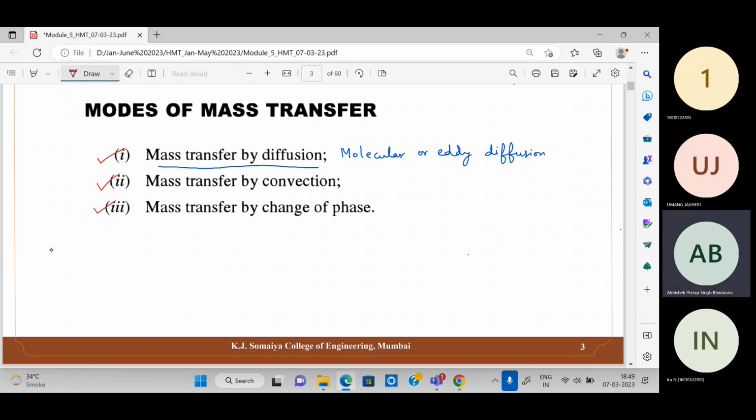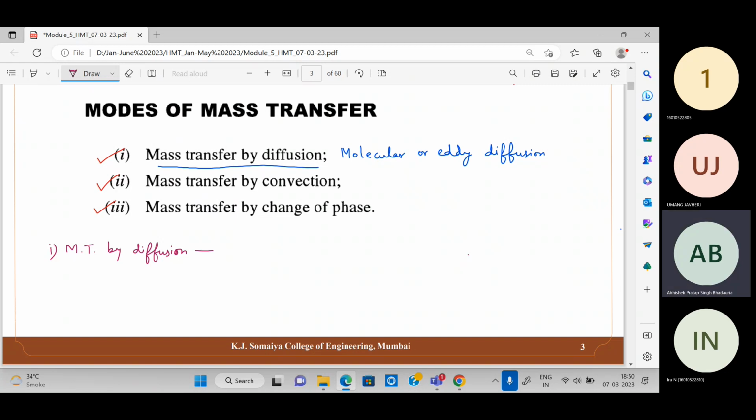So I will write here, number one, mass transfer by diffusion. This we have already discussed, it is also known as molecular or eddy diffusion. This mass transfer by diffusion occurs due to the concentration gradient of the chemical species component in a system through a stagnant field.